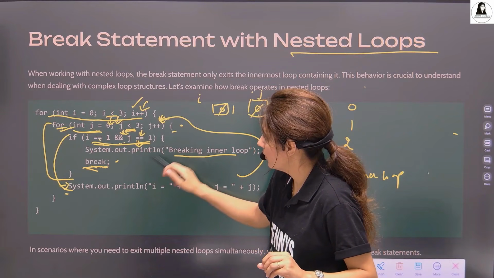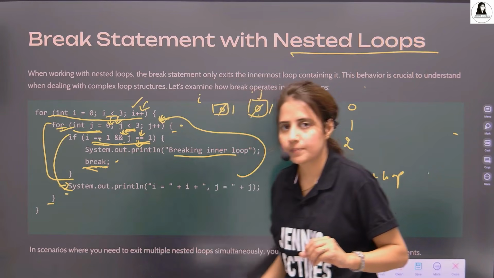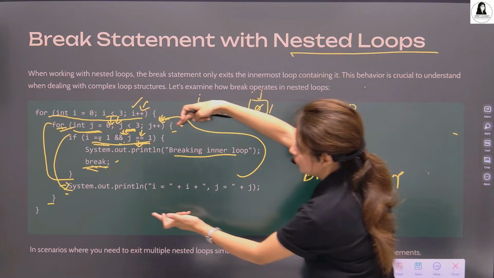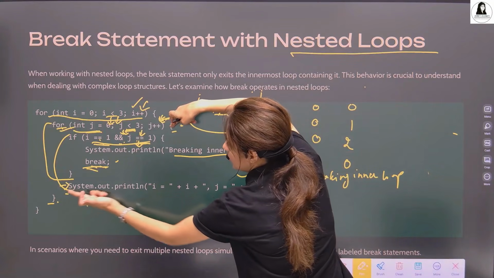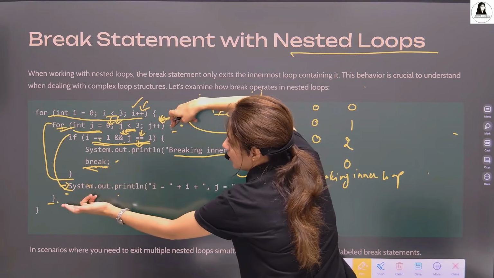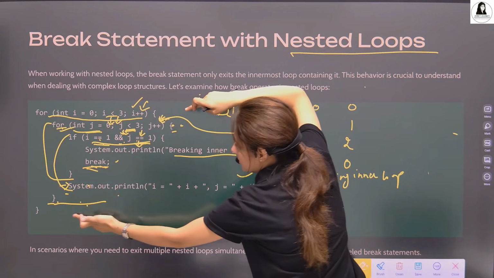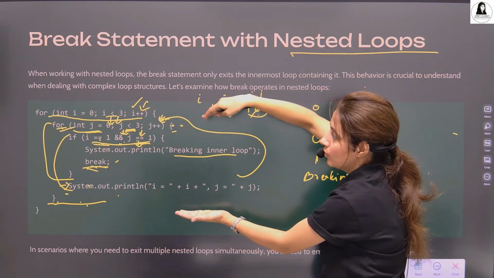So this inner loop would be from here to here. So there is no i and j printed. We are completely out from here to here. This is from the inner loop. So this line is within the inner loop. So we exit. We are out of this. Out of this means we are still within the outer loop, but we are out from the inner loop.